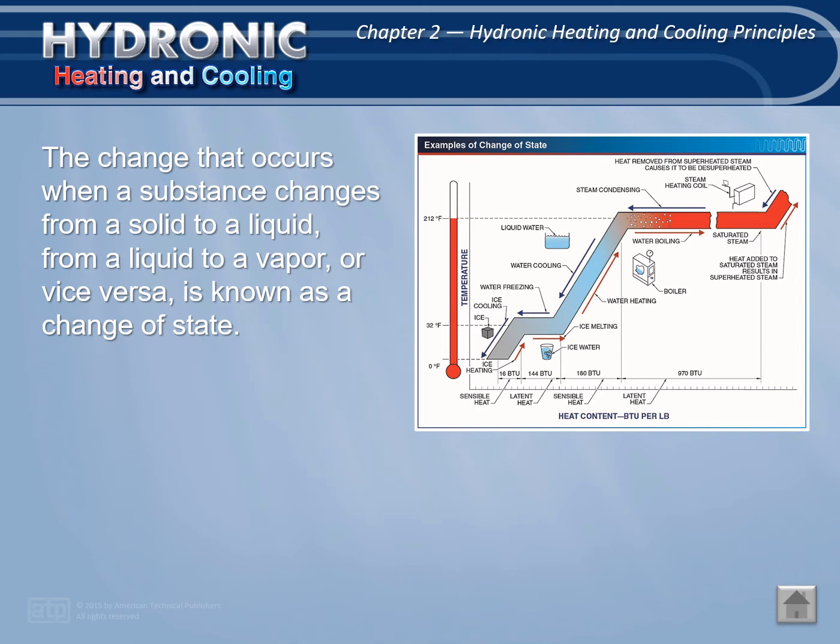The process is reversible. Beginning with a superheated vapor, heat removal will first desuperheat the vapor until its temperature drops to the boiling point of the substance, at which point it is saturated. The change that occurs when a substance changes from solid to liquid, from a liquid to a vapor, or vice versa, is known as change of state.